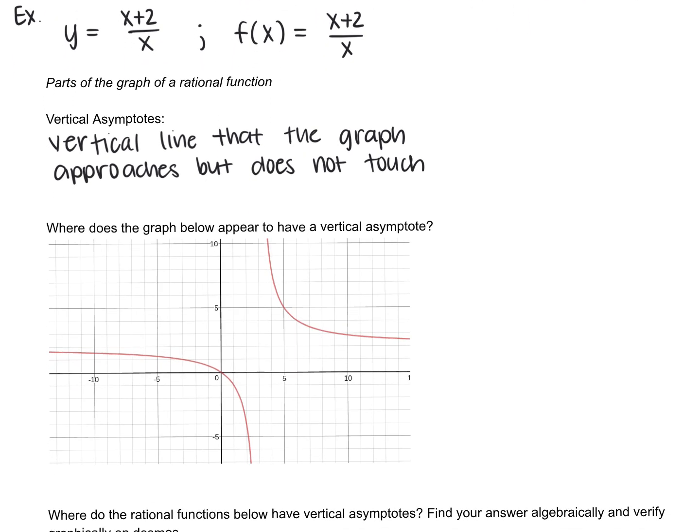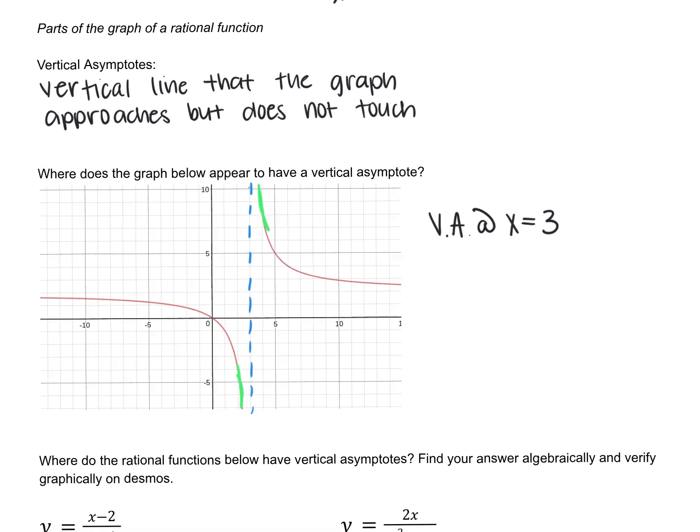So if you're looking at a graph of a rational function like we have here, we want to identify where it appears to have a vertical asymptote. So when you're doing that, you look to see where these ends are kind of approaching. And if I look, they are getting really, really close to this invisible line, which tells me it has a vertical asymptote, which we typically abbreviate VA, at an x value of 3. And it is important that you include x equals because it is a vertical line and vertical lines are always of the form x equals.